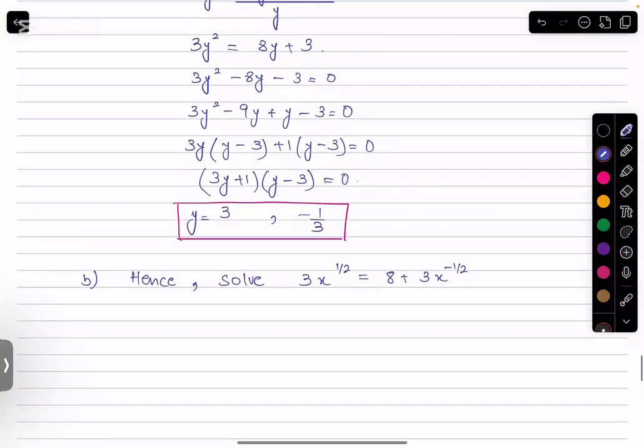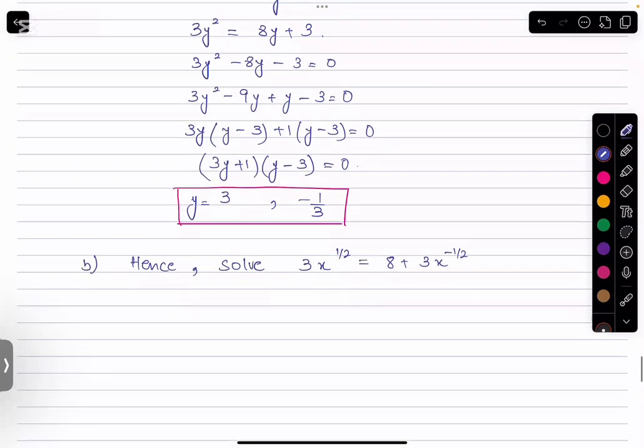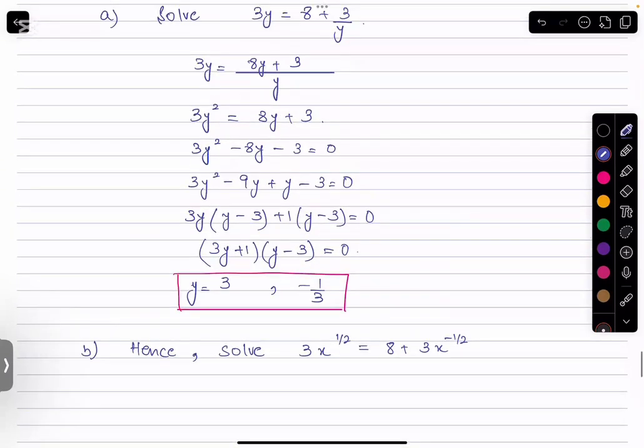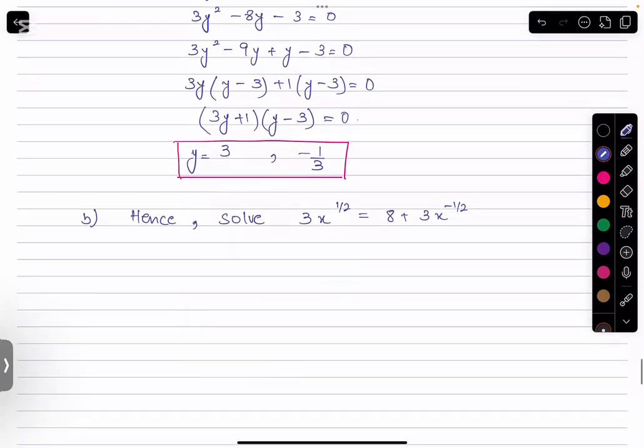ठीक है, अब obviously मुझे part A की working use करनी है. So what I knew about part A is कि part A में I had 3y, which is equals to 8 plus 3 over y. ठीक है, और part B में हमें जो equation दी हुई है, it said it's 3x to the power 1 by 2, which is equals to 8 plus 3 over now this x to the power negative 1 by 2. I can also write it here, isn't it so?